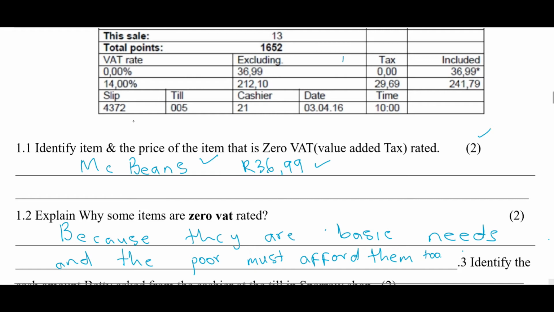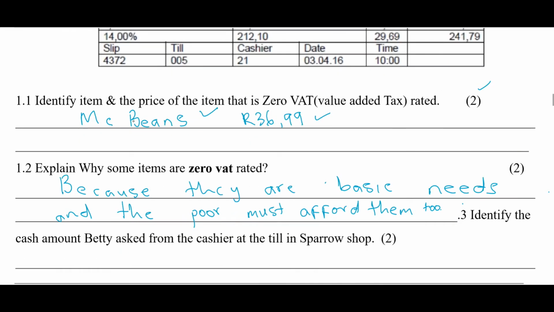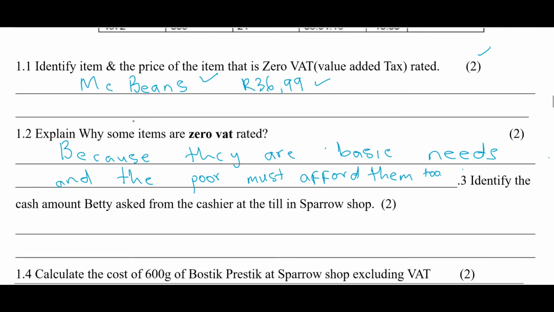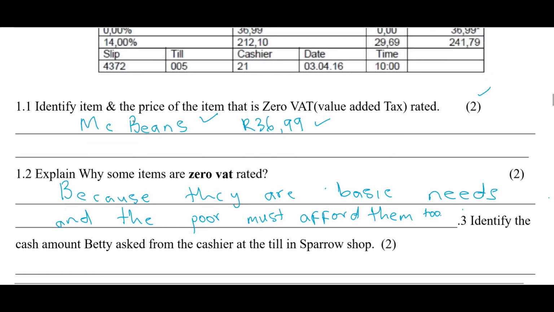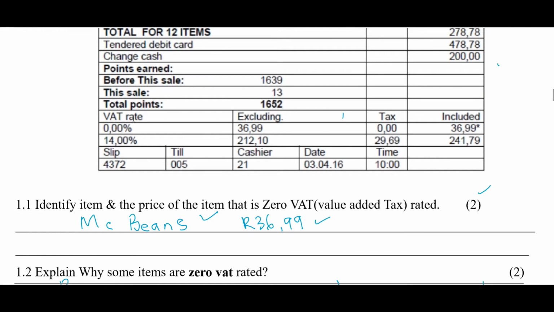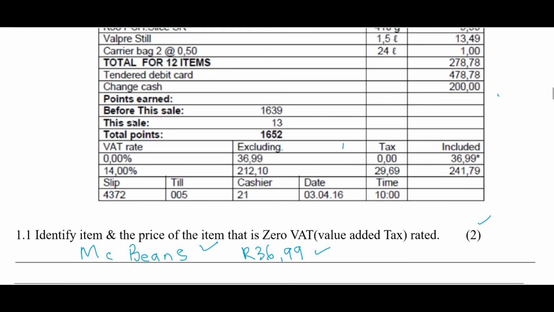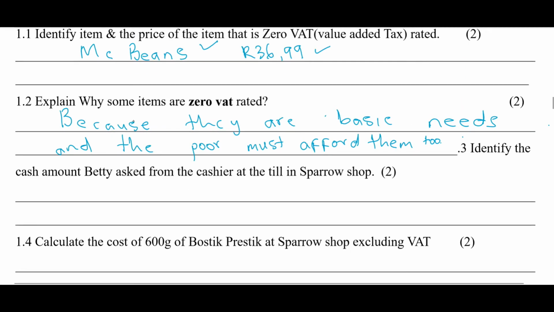Next question. What's the next question? Now they are saying identify the cash amount paid. Asked from the cash teller in the Spar shop. So remember, we analyzed our receipt, and we noticed that the total price of the item that she was supposed to pay was 278, but then she ended up paying 478. And remember, we said the cashback was 200 rand. So they are saying identify the cash amount that Betty asked from that cashier. The amount is 200 rand.